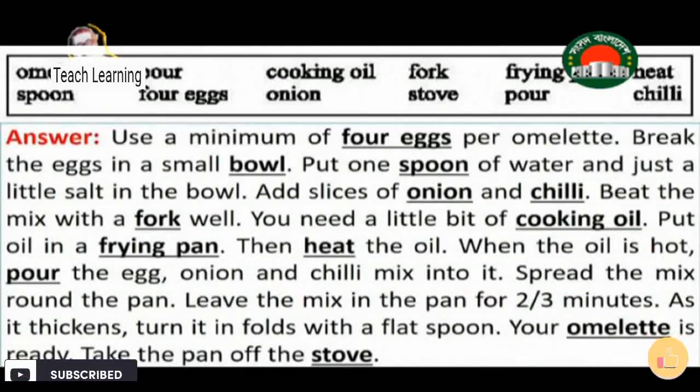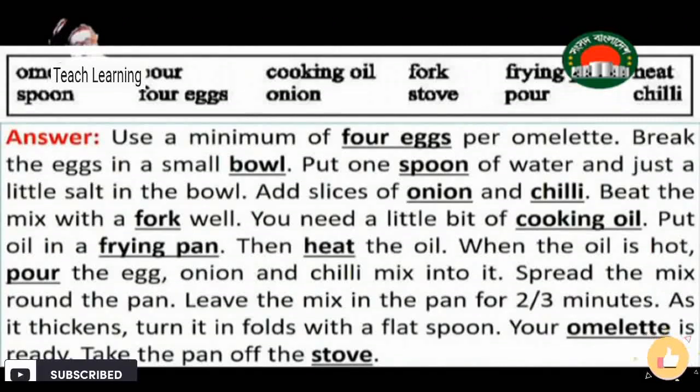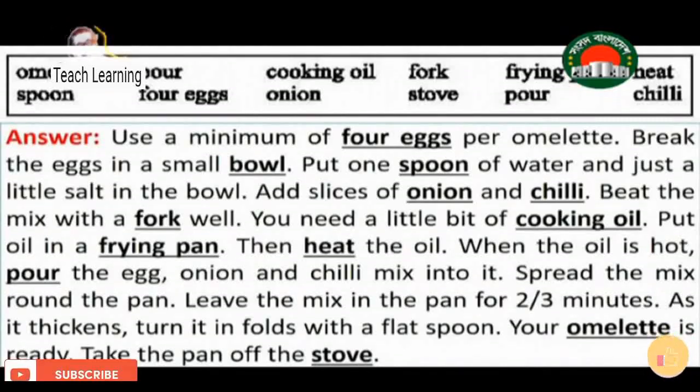You need a little bit of cooking oil. Put oil in a frying pan, then heat the oil. When the oil is hot, pour the egg, onion and chili mix into it. Spread the mix round the pan. Leave the mix in the pan for 2 to 3 minutes. As it thickens, turn it in folds with a flat spoon. Your omelette is ready. Take the pan off the stove.